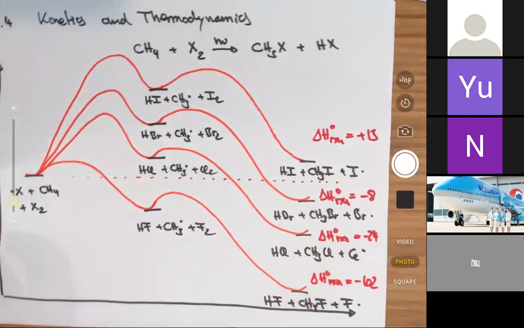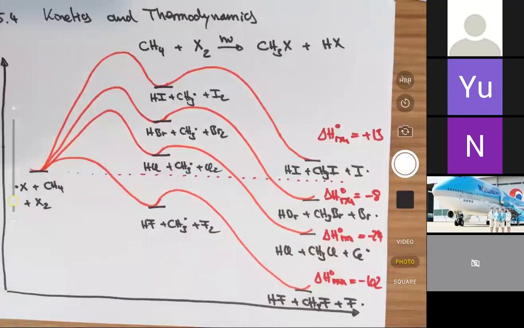Now, what essentially can we say about this then? Well, if we want to do a radical iodination, we're actually dealing with an endothermal reaction. So that is thermodynamically unfavorable. We're essentially going uphill towards the products. For the bromination and the chlorination, both of these are exothermal and they are within a reasonable range. So the chlorination is easier, it's more exothermal than the bromination, but they are both within a range that sounds reasonable as a chemical synthesis.